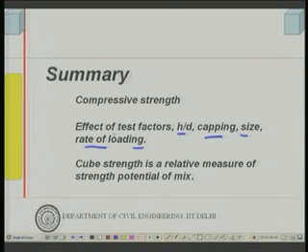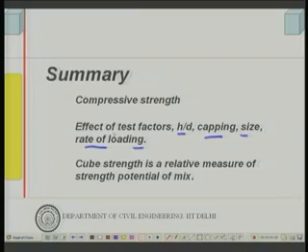The last aspect that we looked into was the moisture condition, and we said that it is dilation of the gel system because of adsorbed water, which reduces the cohesion. It actually brings down the strength of the concrete. So, a moist specimen shows lower strength compared to a dry specimen in case of cube compressive strength. All this points to one thing: the cube test or cylinder strength result that we get is simply a relative measure of the strength potential of the mix.